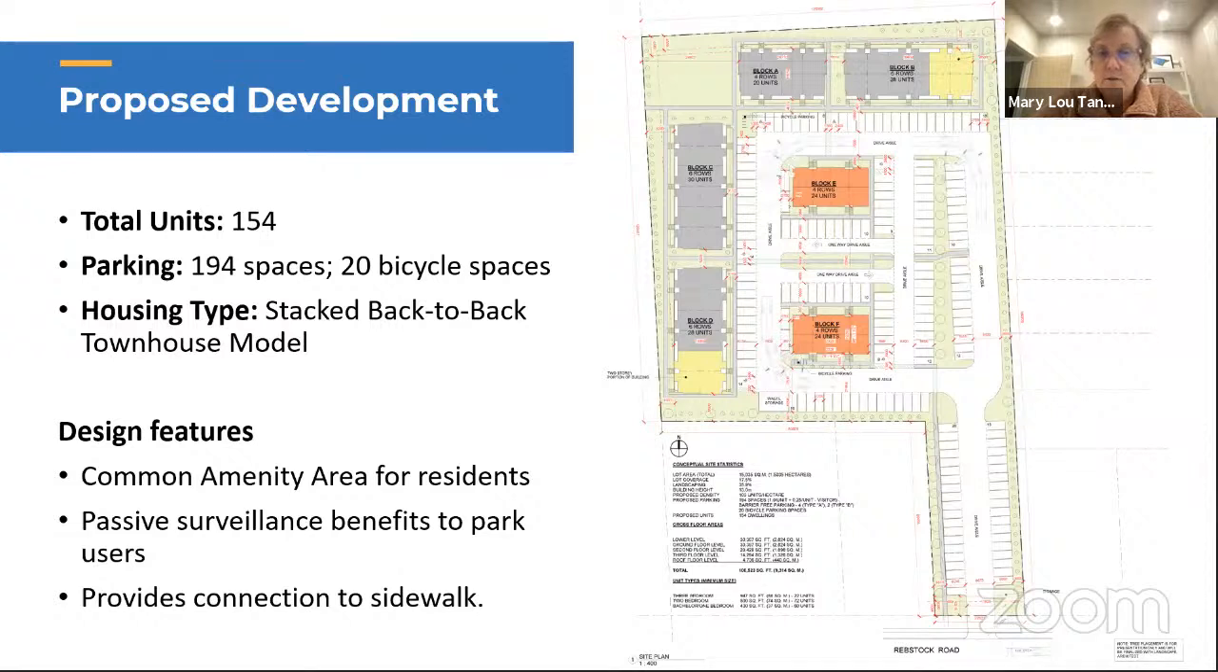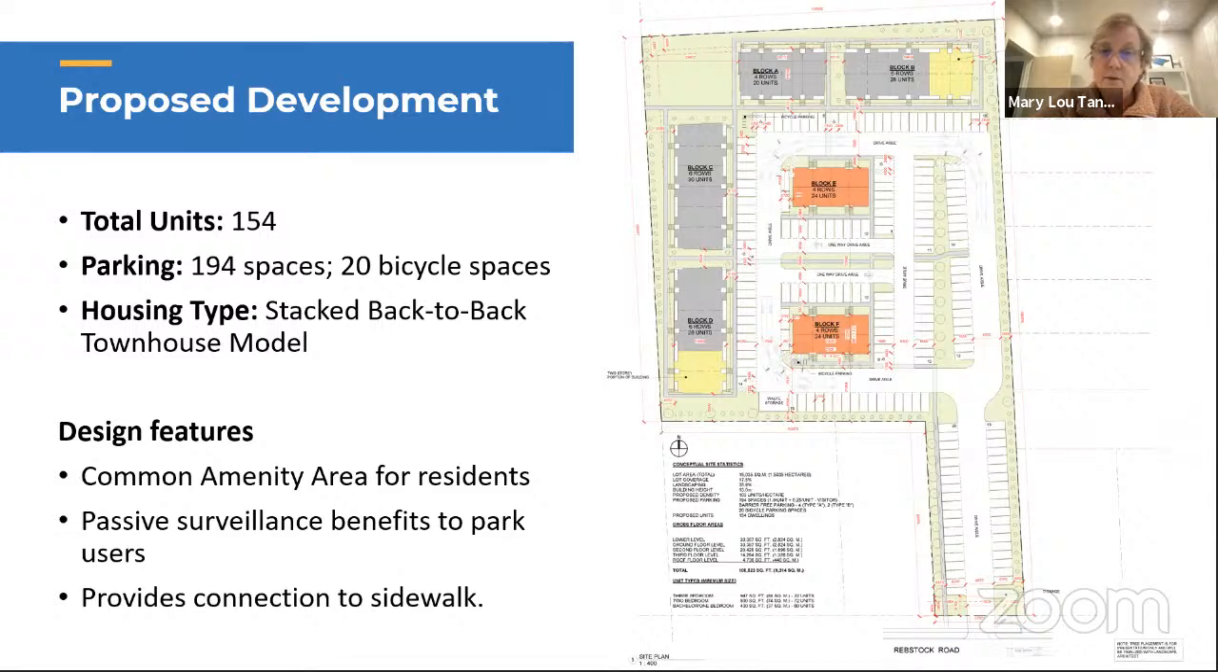And in the center, you see 2 blocks that are in orange. They are also back-to-back townhouse units. However, they are 3 stories in height. In addition to what we're showing in terms of the number of units, which is 154, we have 194 parking spaces on the site, as well as 20 bike parking spaces. And we've designed the project to ensure that we have an internal sidewalk system for people to be able to walk comfortably from the parking area to their particular unit.